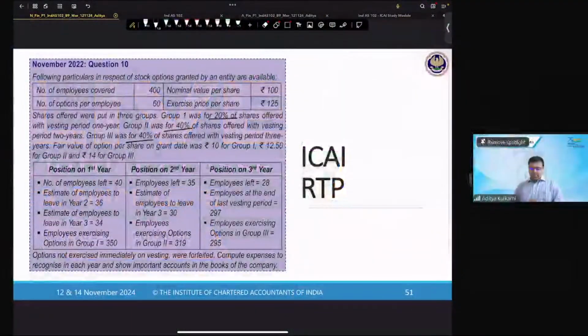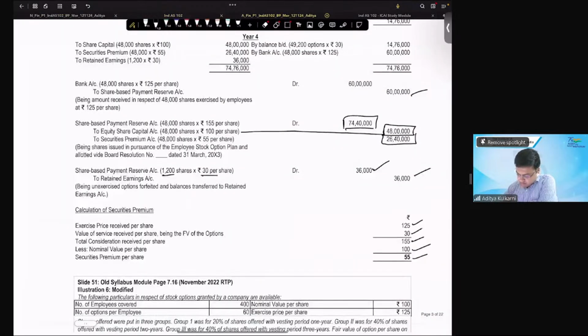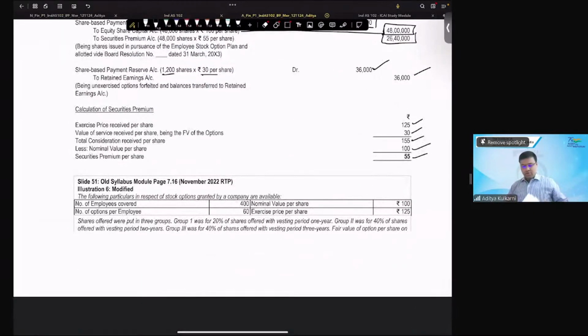This question is related to graded vesting, again from the RTP. Following particulars in respect of stock options granted are available for a company. Number of employees covered 400, nominal value is 100, exercise price is 125, and options per employee is 60.